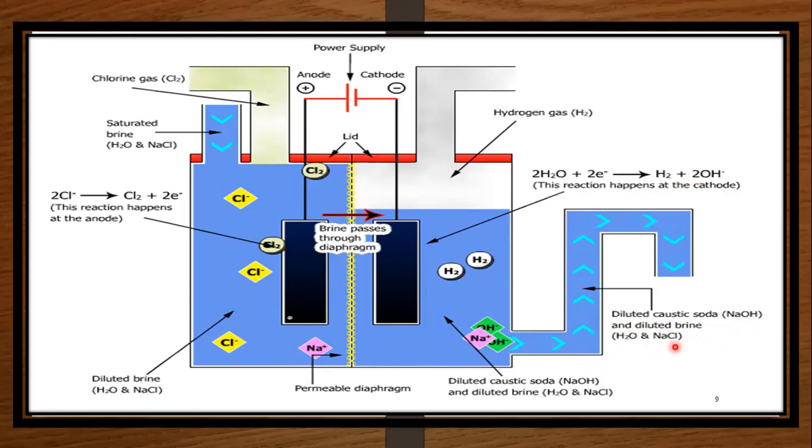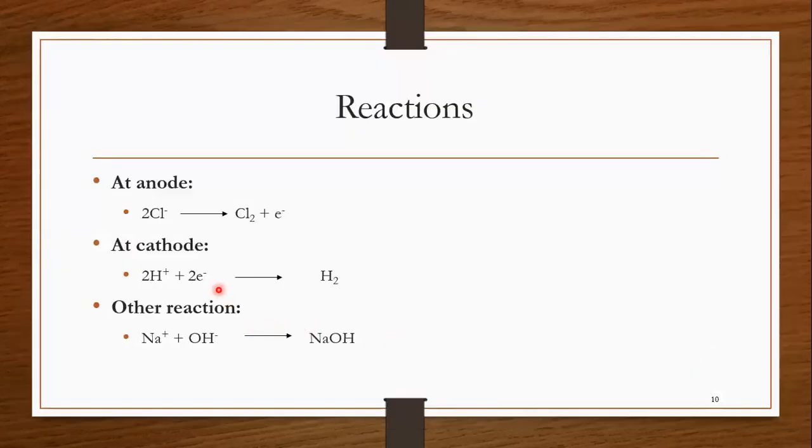In this way, we can transfer this solution into another chamber and then start to concentrate it. The water is evaporated and the NaCl settles down, and then we separate the NaCl. In this way, we get sodium hydroxide, or caustic soda. These are the same reactions which were discussed in the mercury cell.